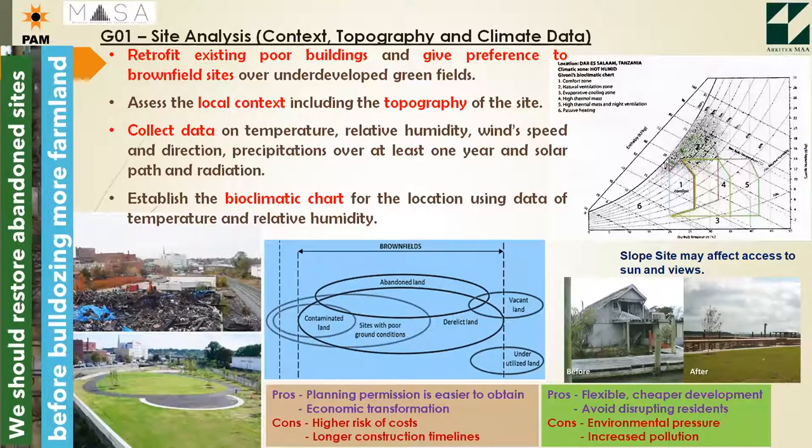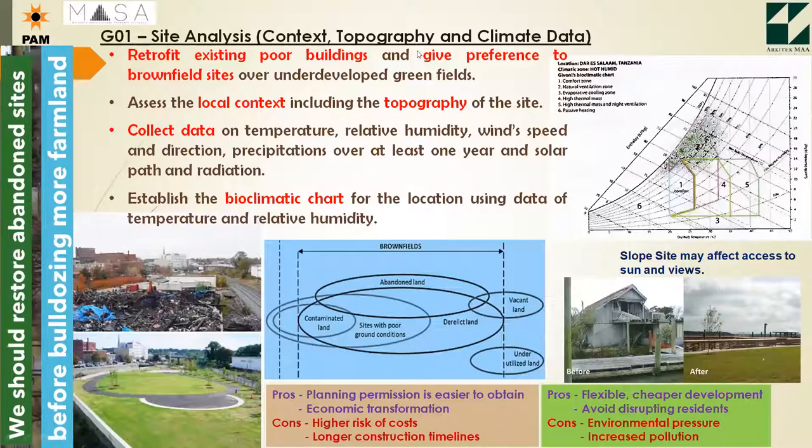So people are always choosing which site to go with. Either you go for a greenfield or go for a brownfield. Of course, going for greenfield is a lot easier because the land is already there. You basically just clean it out easily and then you just start. It's flexible, it's cheaper, and avoids a lot of trouble. Furthermore, this kind of site will be a bit away from the residents. But that is another con on the side, that you will create a pressure to the environment, and also increase pollution.